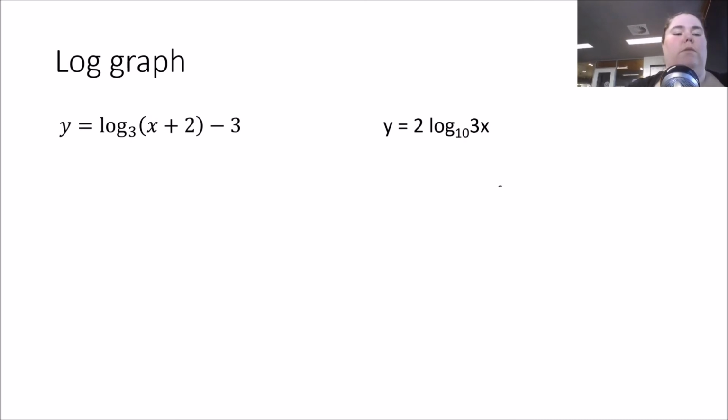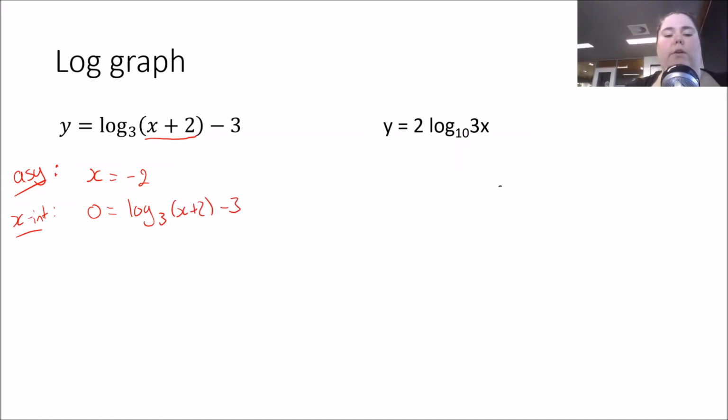So here we go. First step, asymptote. Well, it is the value of x that makes the bracket equal 0. So negative 2. Our x-intercept, which is just when y equals 0. Alright, so first step we're going to have to get that 3 over the other side. So then I've got number equals log, so I can turn it into an exponential. So now I have 27 minus 2, so x-intercept is 25.